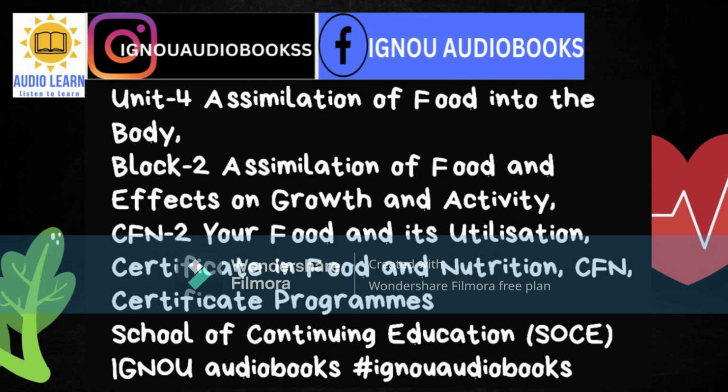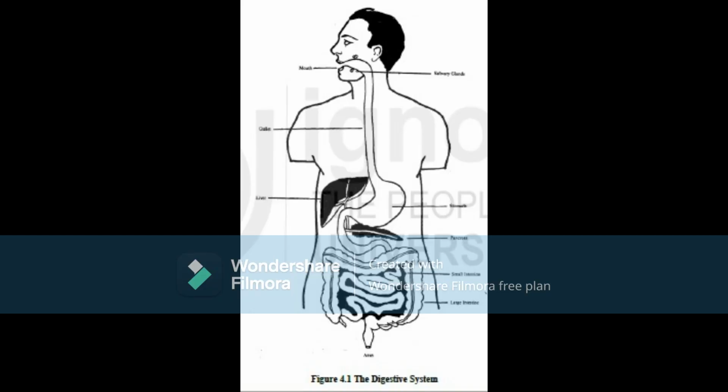Your body needs energy to perform its various activities, protein both to replace the cells it has lost and to grow, and the various vitamins and minerals for bone and blood formation and for the body to work efficiently and smoothly. Figure 4.1, The digestive system. Look at the screen for table content.